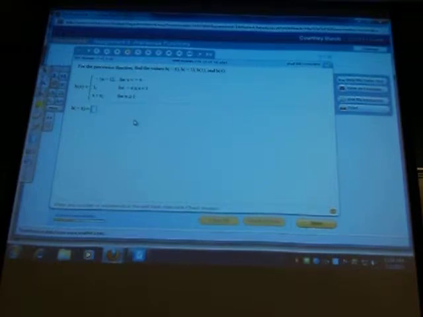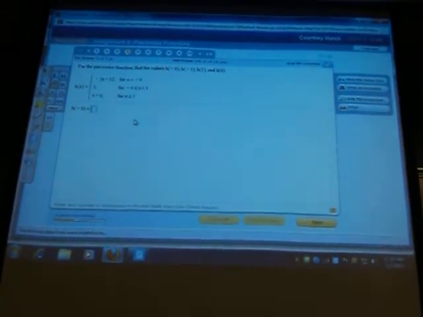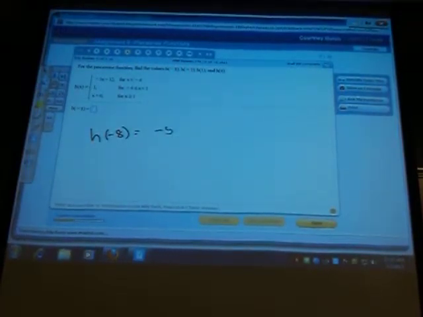Okay? So -8 would be less than -4. That falls into the first category. So I'm going to use my first equation. Plug -8 into my first equation, and then just calculate that. That's 40 minus 12, which is 28.